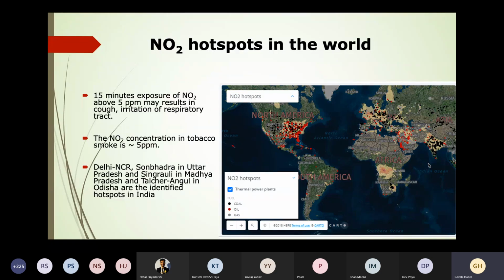NO2 concentration in tobacco smoke is 5 ppm. Anything over 5 ppm is actually harmful because it causes cough and irritation of the respiratory tract. Delhi NCR, Sonbhadra in Uttar Pradesh, Singrauli in Madhya Pradesh, and Angul in Odisha are identified as hotspots in India.